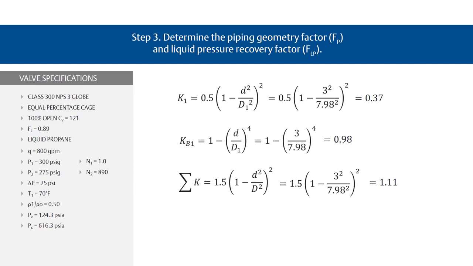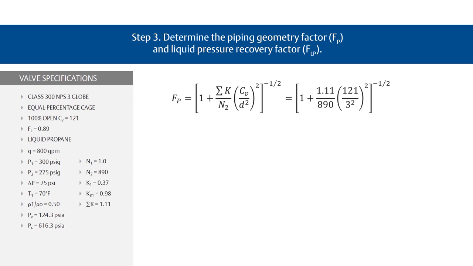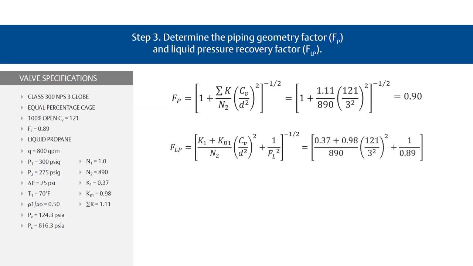Next, let's calculate the piping geometry factor, or F sub P. Use the standard F sub P equation and plug in your variables for a resulting F sub P of 0.90. Then, calculate the liquid pressure recovery factor, or F sub LP. Use the equation and insert your variables to find that F sub LP equals 0.81.